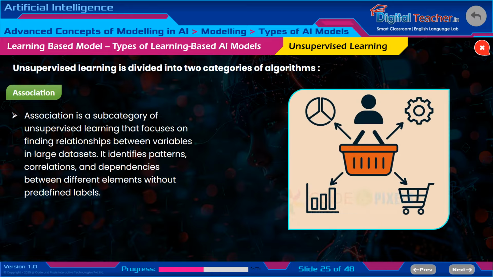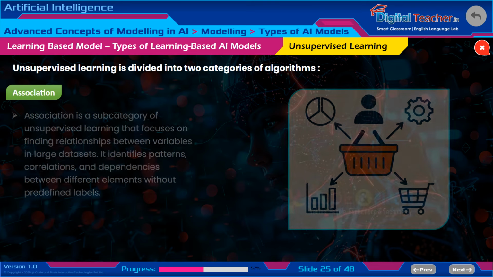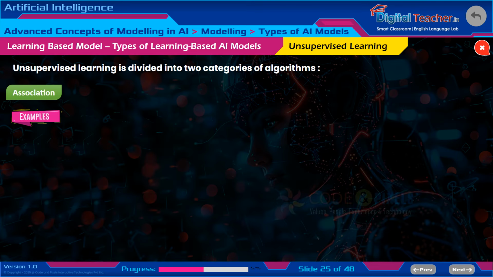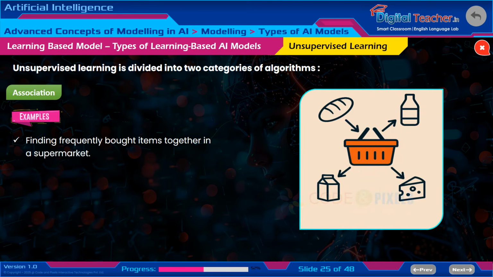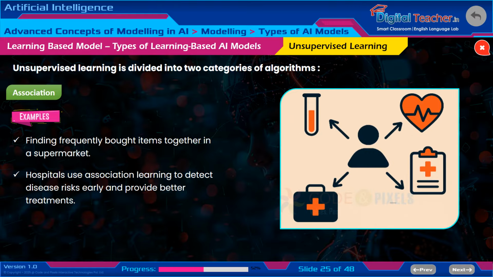Association is a subcategory of unsupervised learning that focuses on finding relationships between variables in large datasets. It identifies patterns, correlations, and dependencies between different elements without predefined labels. Examples: finding frequently bought items together in a supermarket. Hospitals use association learning to detect disease risks early and provide better treatments.